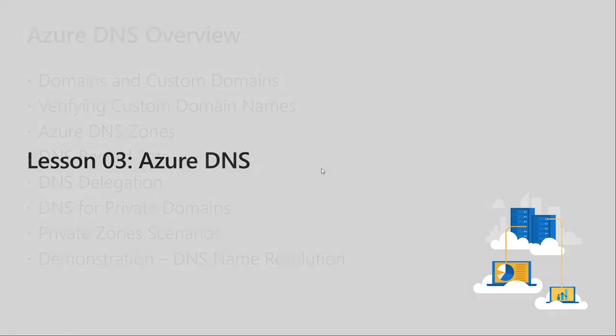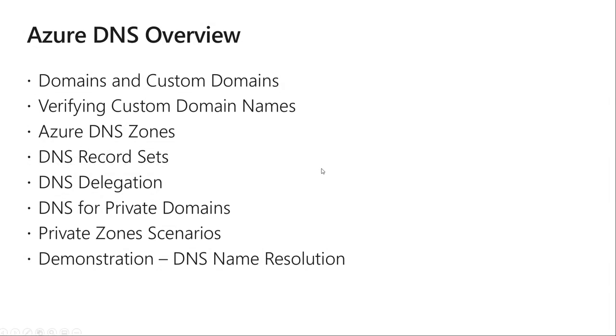So this lesson, and it's not really hard. I mean, the two lessons, lesson 3 and lesson 4. So if you're a DNS guy, you know how everything works. Just we put this in Azure. So we're going to talk about custom domain, DNS zone, records, delegation, private domain, and some demonstration on how to resolve your domain name in Azure.